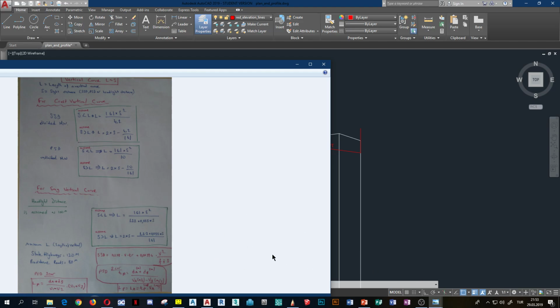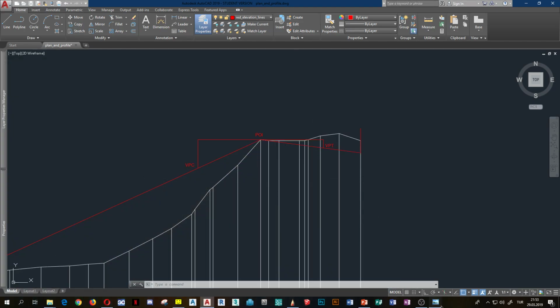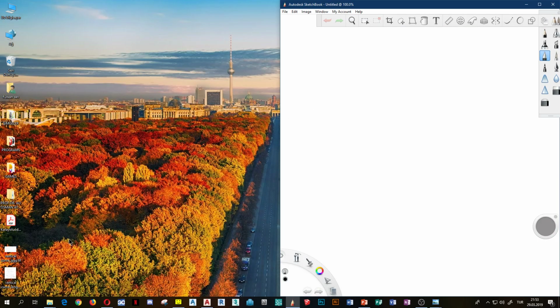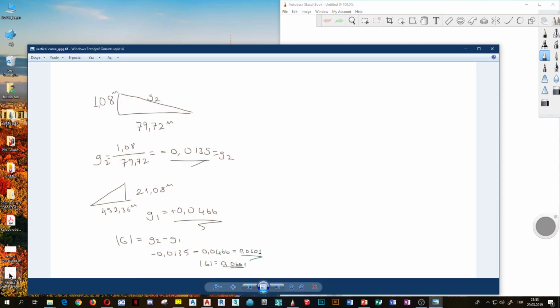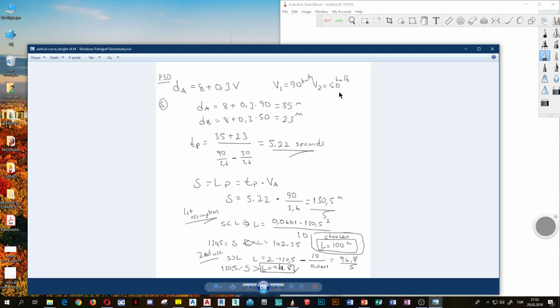If your vertical curve is a crest curve, assume your first car velocity is 90 km per hour, and second car velocity is 50 km per hour, and your dA or dB formula is equal 8 plus 0.30 times velocity. Don't forget it. You must calculate according to this value your passing sight distance S.